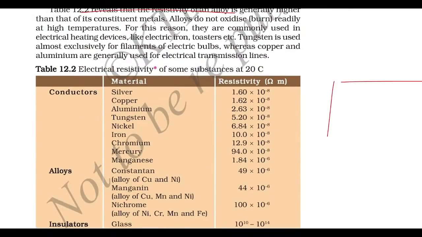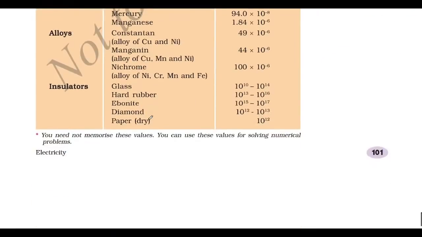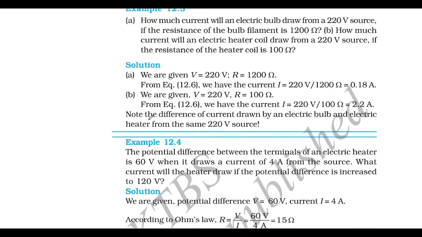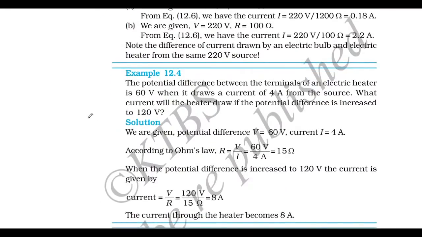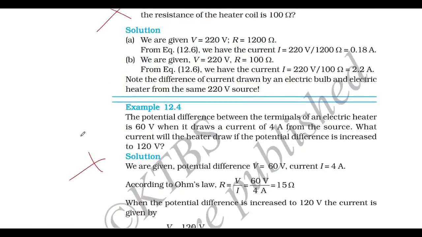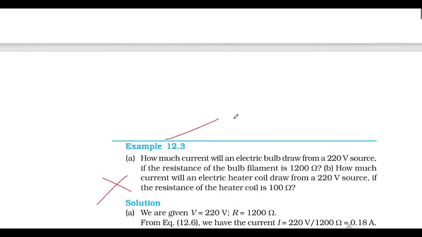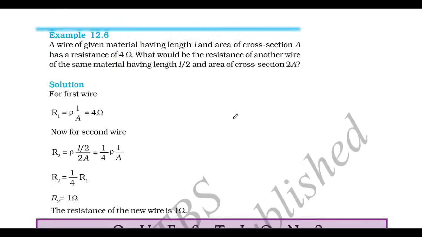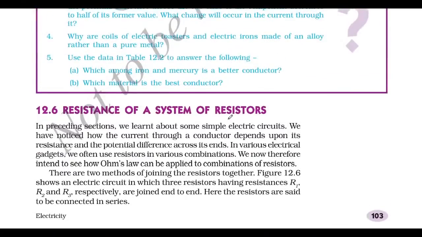So they can give a table of any 2 materials, and they can ask you to compare the 2 metals based on the value of resistivity. So important 2 mark problems, 12.4, 12.3.